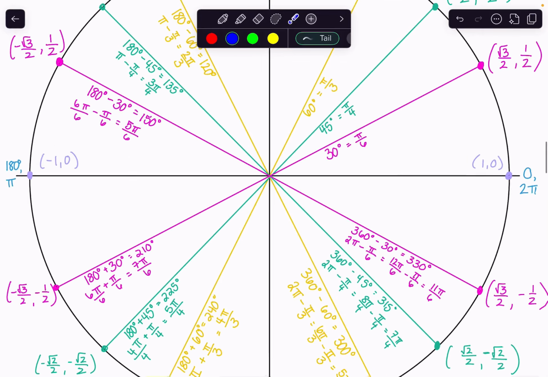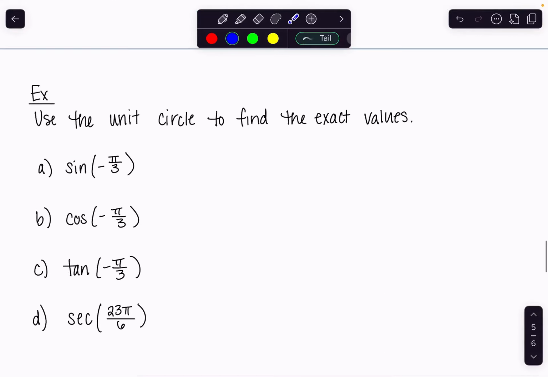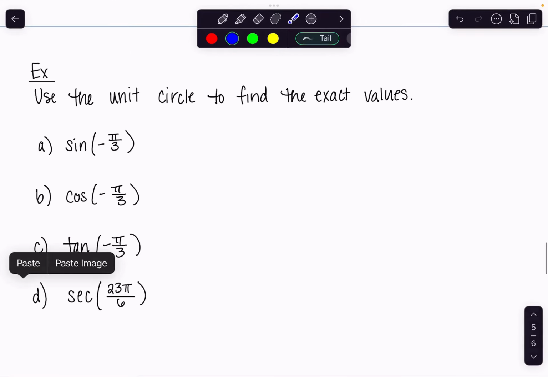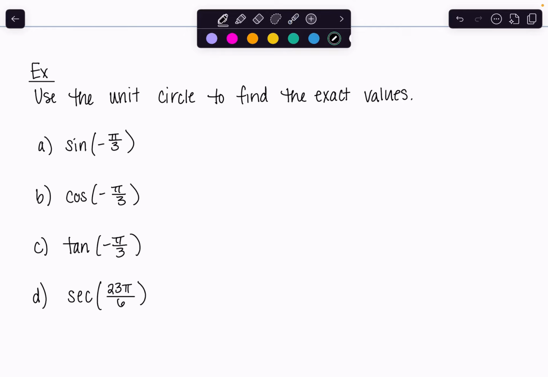So we'll do a couple examples. Starting out, we're gonna find sine of negative pi over 3, cosine of negative pi over 3, and then we'll utilize that to find tangent of negative pi over 3. And then the other example we'll do is just very different in general, okay? So let's start by drawing a picture.